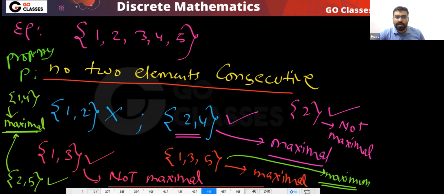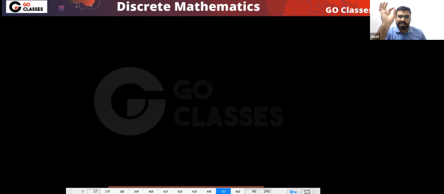But these are not maximum. {1, 4} is maximal because you cannot add something, but it is not maximum. Maximum is {1, 3, 5}. This is the maximum. So is this clear to everyone?